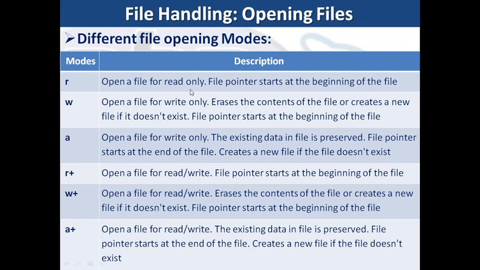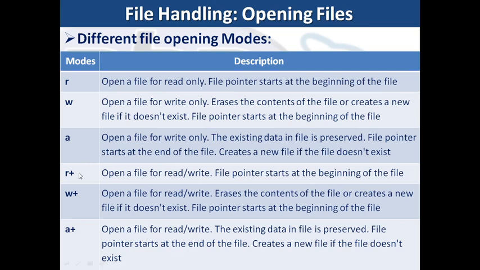So R is for read only, W is for write only, but it erases the contents. And if we try to open a file which does not exist, then it will create a new file. A is also for write only, but data gets appended or existing data is preserved. And if we try to open a non-existent file, then it will create that file.